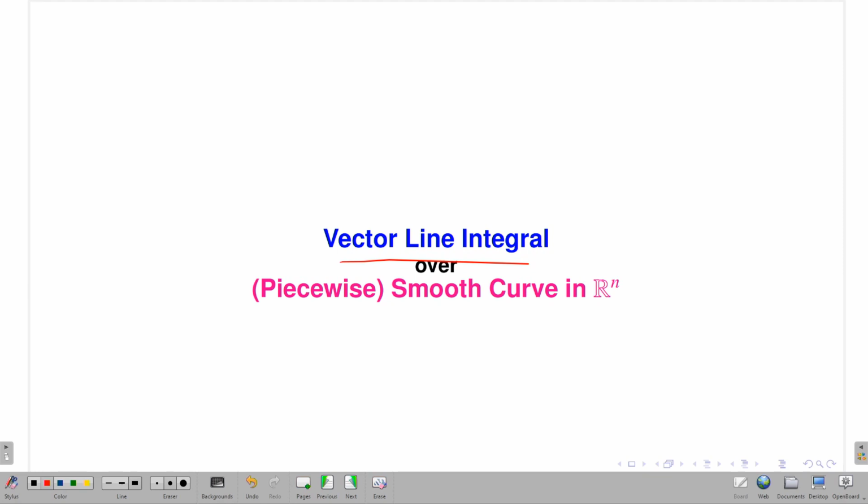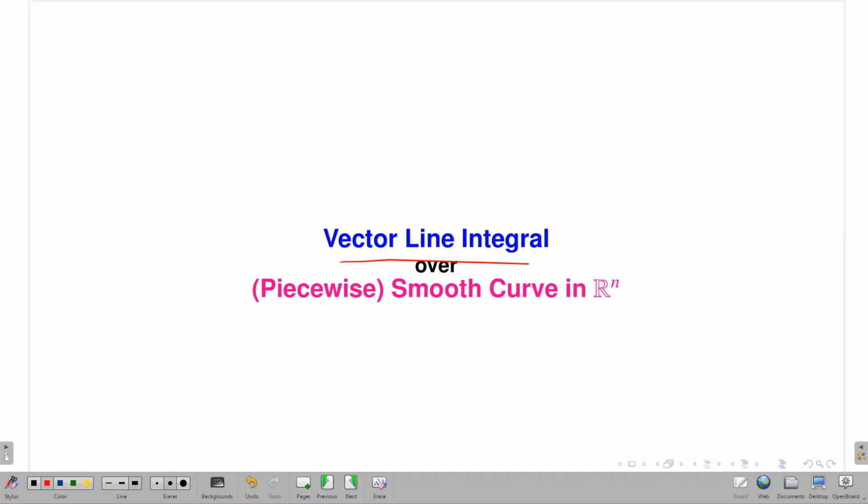Okay, so as I said, I should start with the notion of what is called a vector line integral. So that is what I have written here. Vector line integral over a smooth curve. I have discussed what a smooth curve is, and what a piecewise smooth curve is in R^n, n-dimensional Euclidean space. Once I have the notions of smooth curve or piecewise smooth curve, then I can talk about the notion of vector line integral.